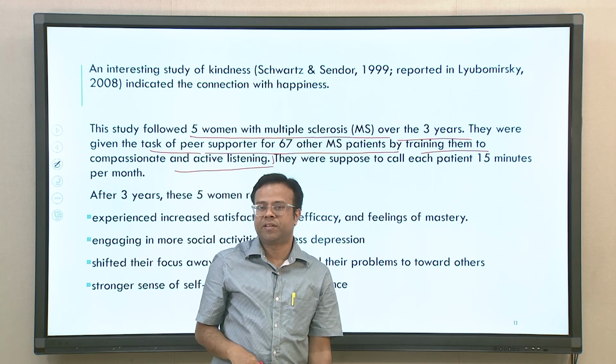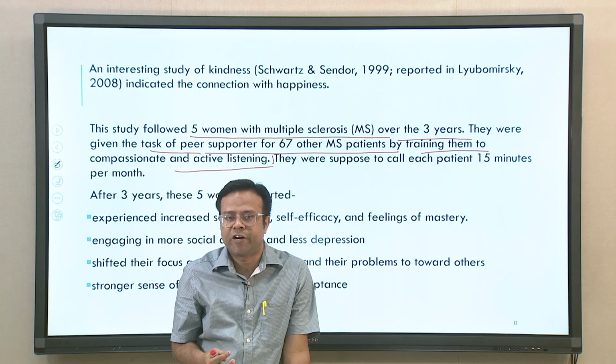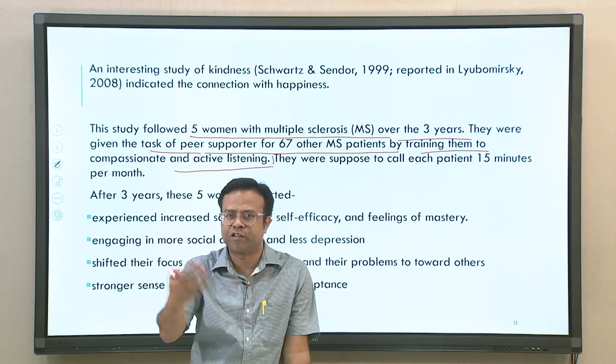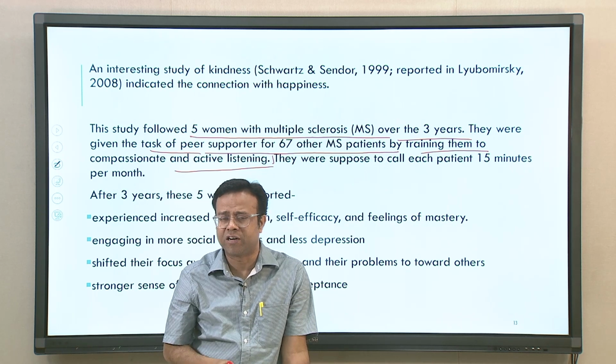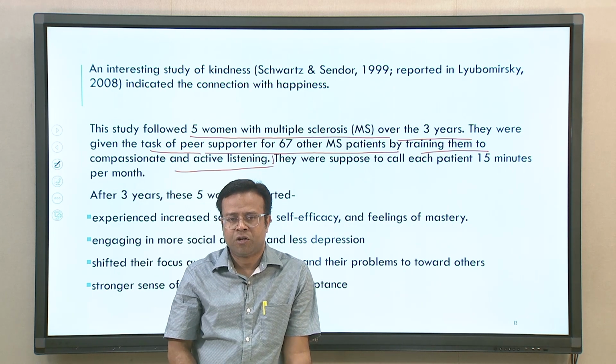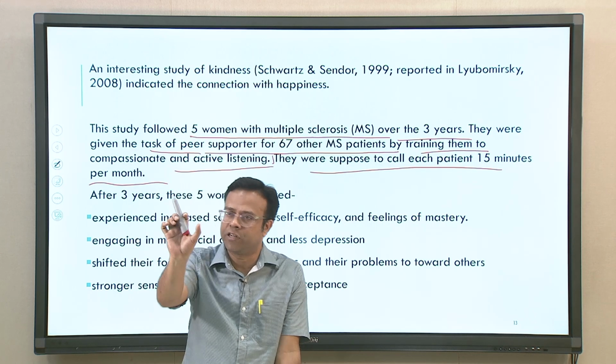How to support them? They basically just had to listen to them compassionately, with active listening, that is it. Just hear their stories and whatever feedback they wanted to give, because they were having similar problems in life. They were supposed to call each patient 15 minutes per month. So, that is the task, 15 minutes per month for each patient.